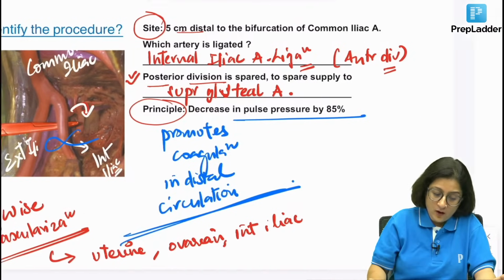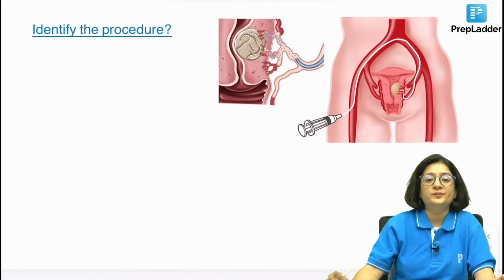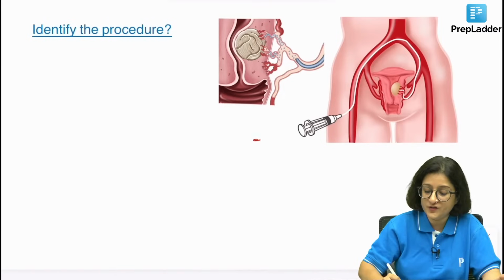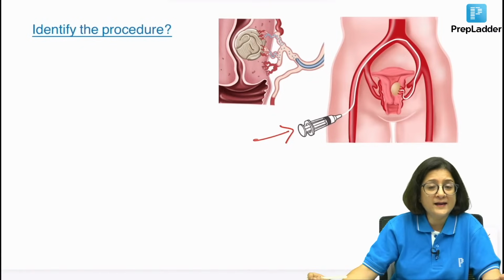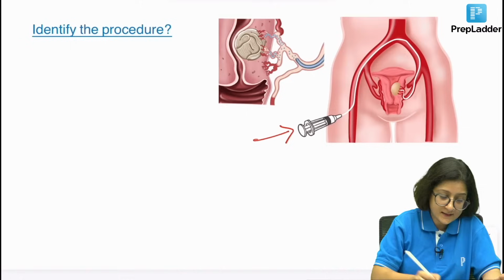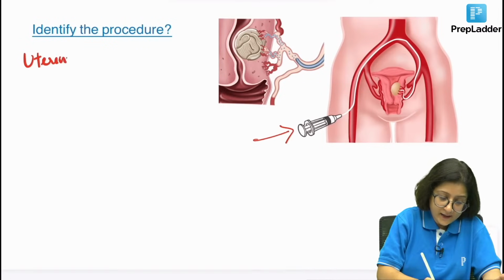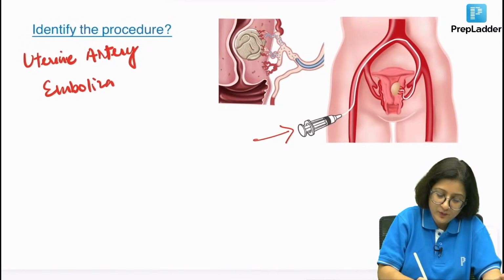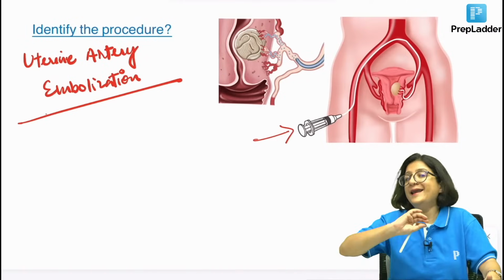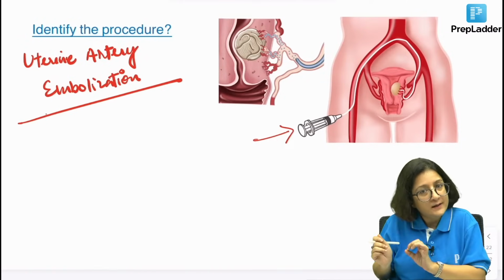Now, moving on. Next, identify the procedure. So what you can see here is that this is an interventional radiographic procedure. Polyvinyl alcohol particles are introduced via the femoral artery, and then it is cannulated from the femoral, back to the external iliac, and then all the way to the uterine. This is uterine artery embolization. Very good. This is uterine artery embolization. Okay. Now, understand, you ligate the uterine artery surgically, right?